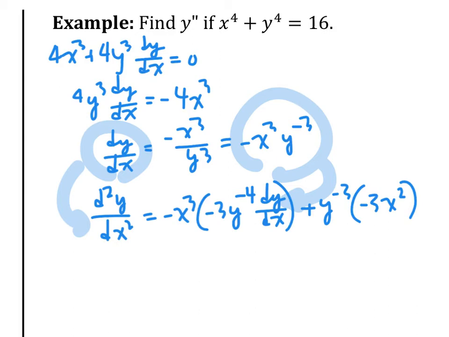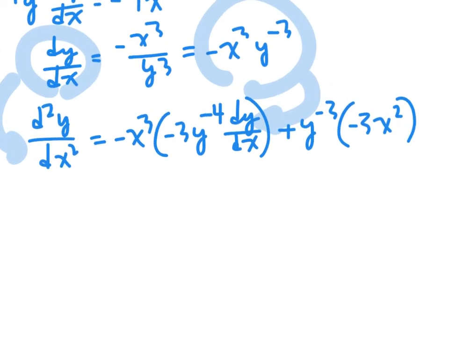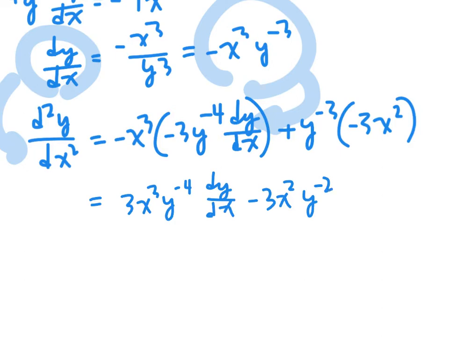All right, now we're going to simplify this as much as possible. Sorry, not negative, positive: 3x cubed y to the negative 4 dy/dx minus 3x squared y to the negative 3. Sorry, I meant negative 3.